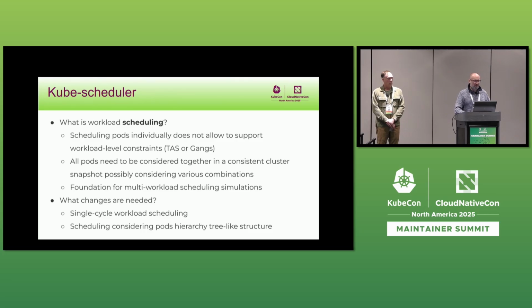So what changes are needed for workload scheduling? In kube-scheduler, we need to add a new phase that will allow scheduling multiple pods together in a single cycle. And we finally need to develop an algorithm for how to do it effectively, because it's no longer scheduling a single pod, it's scheduling of a tree-like hierarchy structure of pods, like pod groups, like what Eric was talking about.